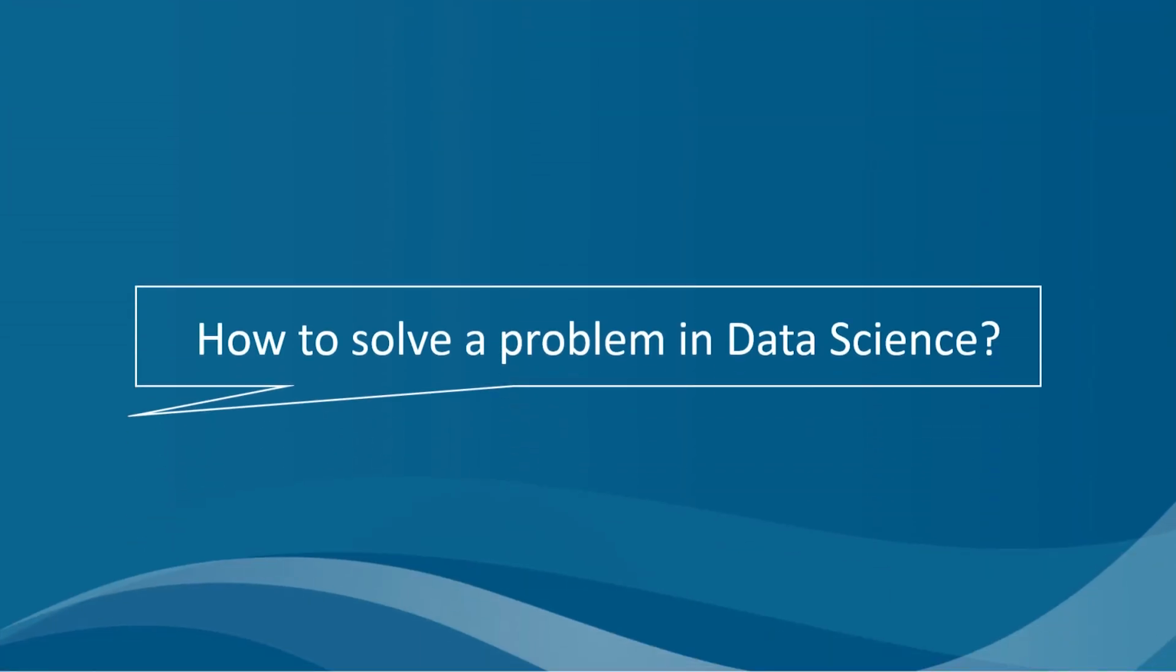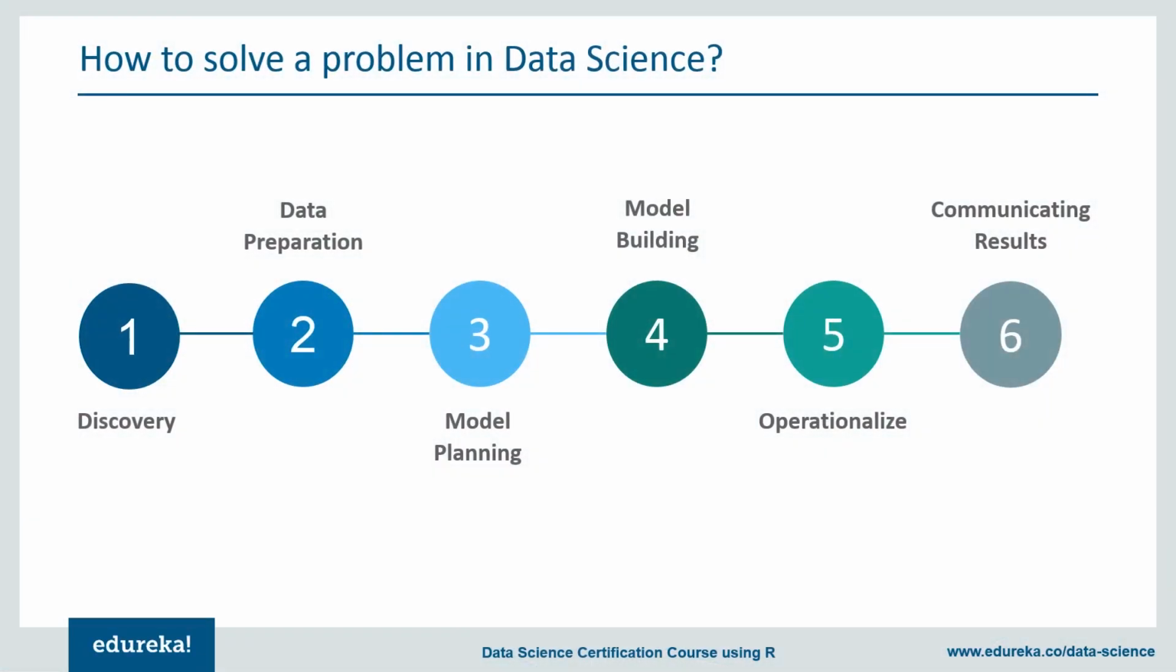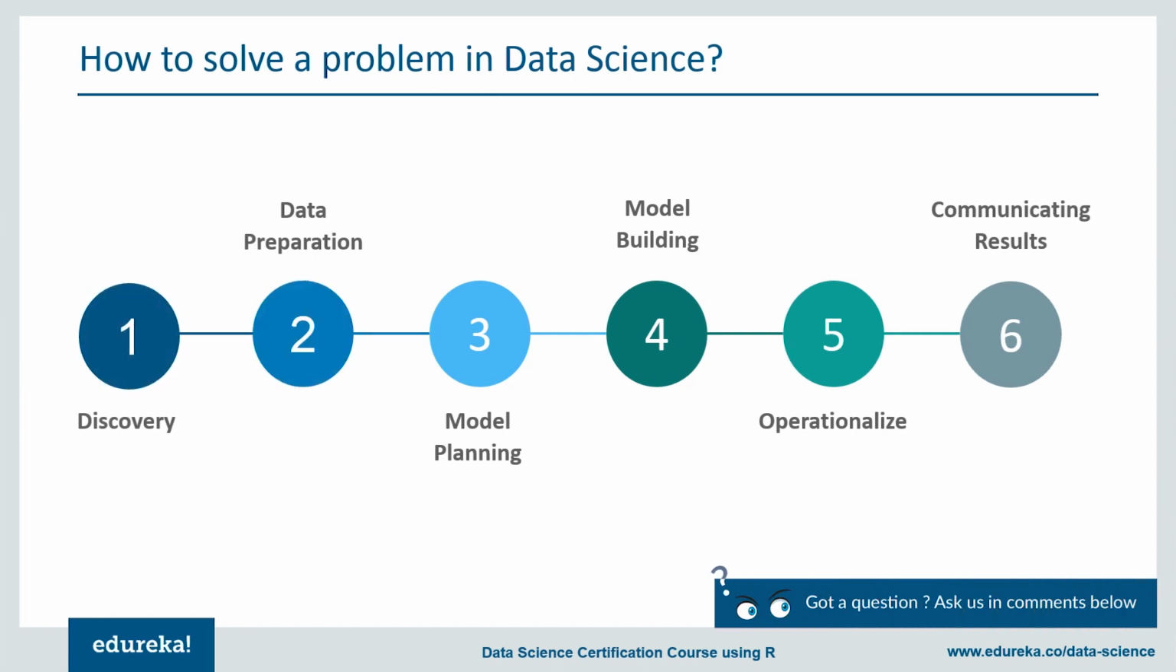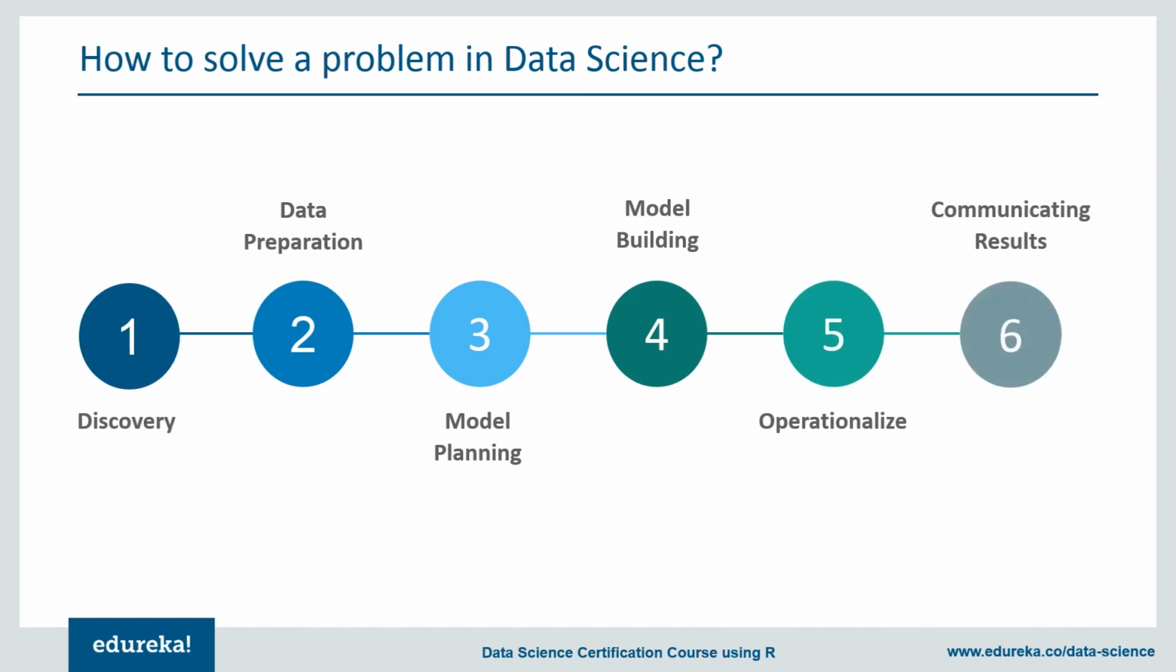So how do you solve a problem in data science? Before that, let's know about the life cycle of solving a problem in data science. It starts with discovery, then data preparation, model planning, building a model, operationalizing, and then finally communicating the results.